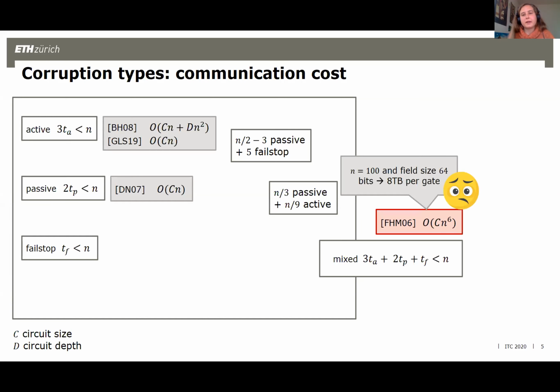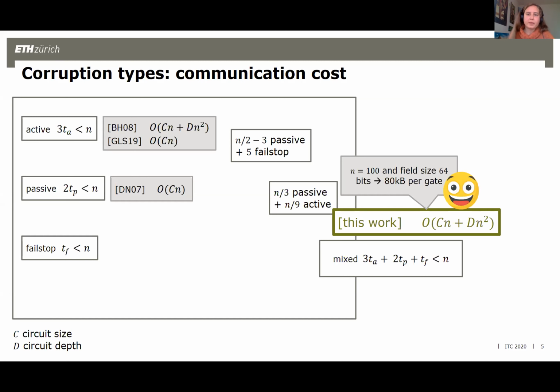But for the mixed setting, what we are left with is the first feasibility result, which builds on BGW and is as inefficient as BGW. For some reasonable parameters, this means that parties have to communicate terabytes of data. This is just impossible to implement. We can't even hope for this. So this is what we wanted to fix in this work.